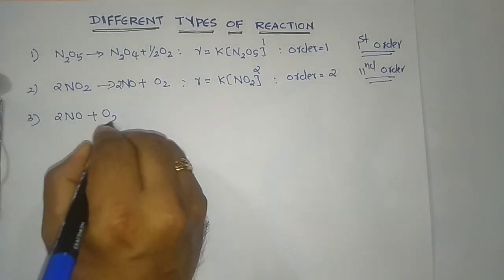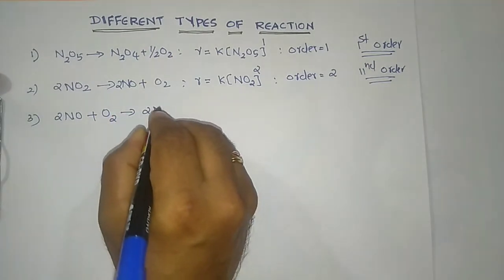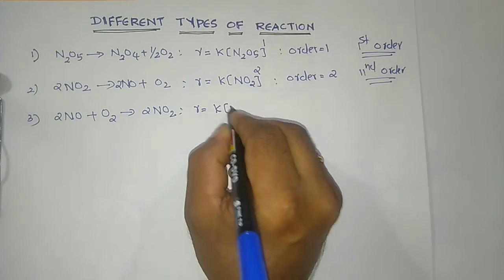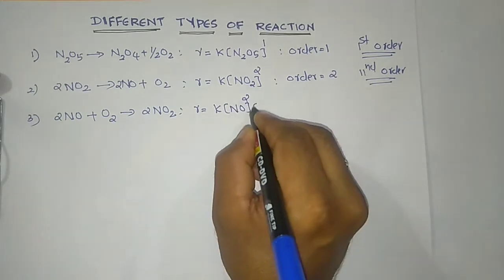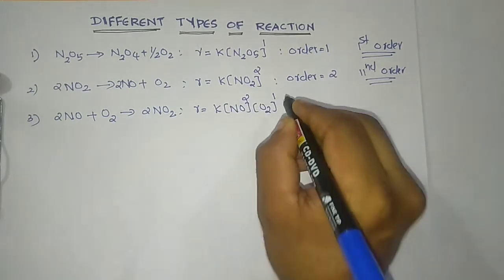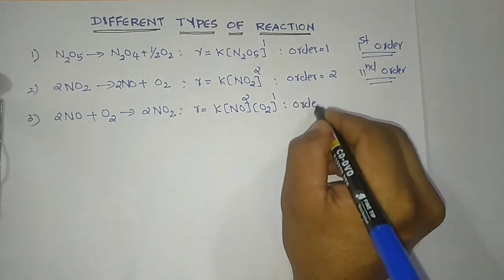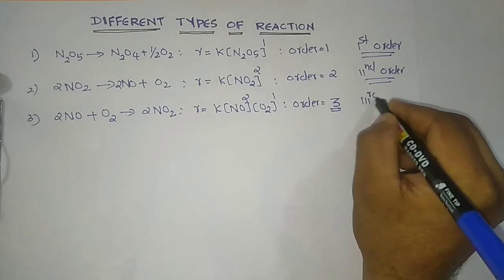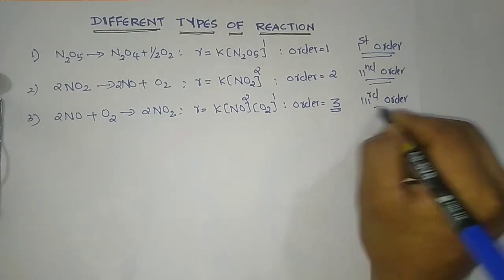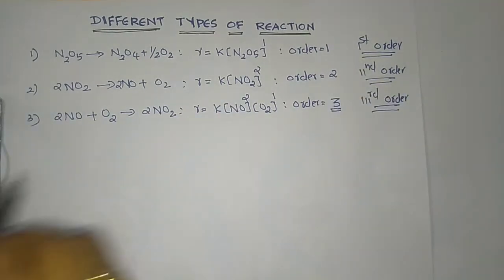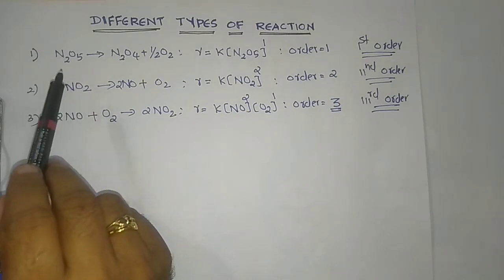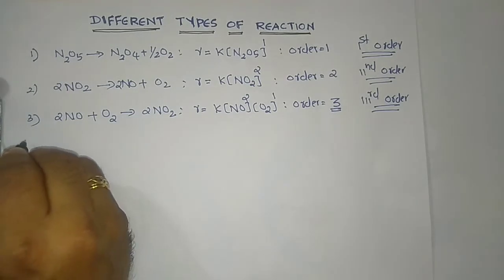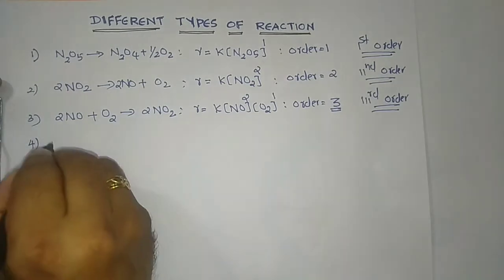Then the third one: 2NO plus O2 gives 2NO2. According to the rate law expression, R is equal to K into the concentration of NO raised to 2 into O2 raised to 1. Then order is equal to 2 plus 1, that means 3. So this is an example of a third order reaction. Clear? By using the chemical equation, order can be predicted. Okay. Then the next part, a very important section, the fourth one.